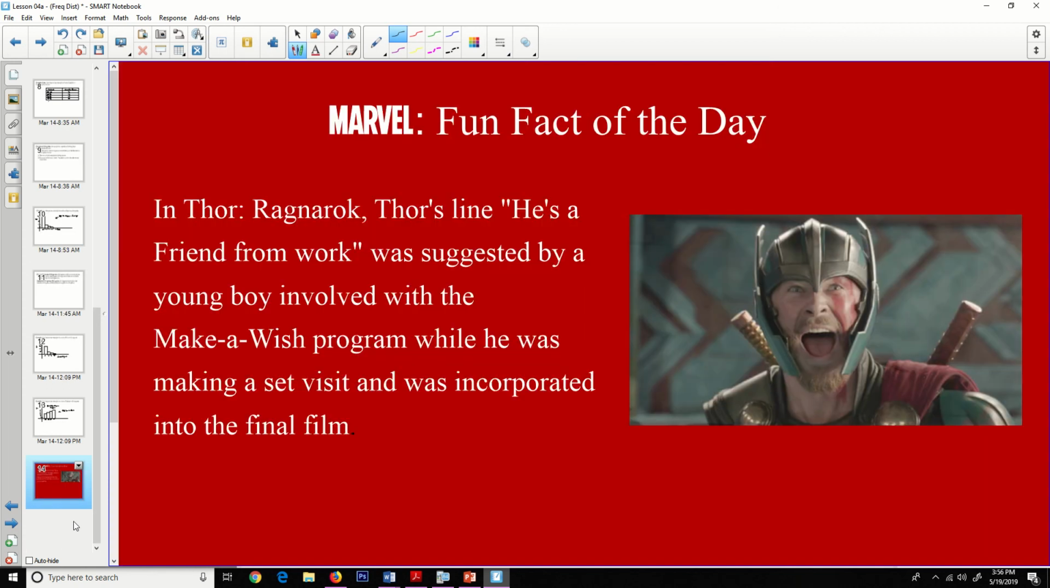Today's Marvel fun fact of the day: in Thor Ragnarok, Thor's line, "He's a friend from work," was suggested by a young boy involved with the Make-A-Wish program while he was making a set visit, and was incorporated into the final film. So that's kind of cool. I like the fact that Marvel helps those who are a lot less fortunate than them.